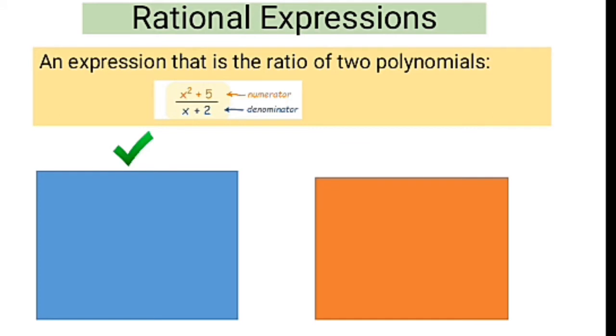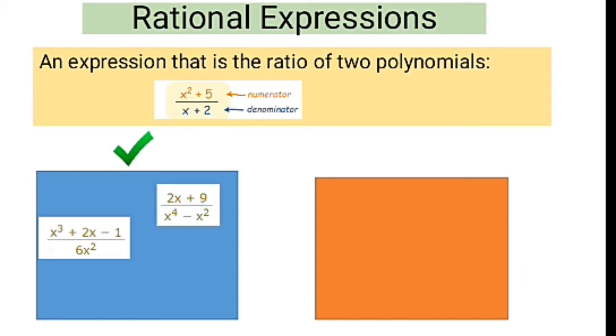We have these examples of rational expressions. We have x cubed plus 2x minus 1 over 6x squared. That is a rational expression. The numerator is a polynomial, and the denominator is also a polynomial. Another example is 2x plus 9 over x raised to the power of 4 minus x squared. Take note, as you have observed in the given examples, the exponents of our variables are all positive. Therefore, that is a rational expression.